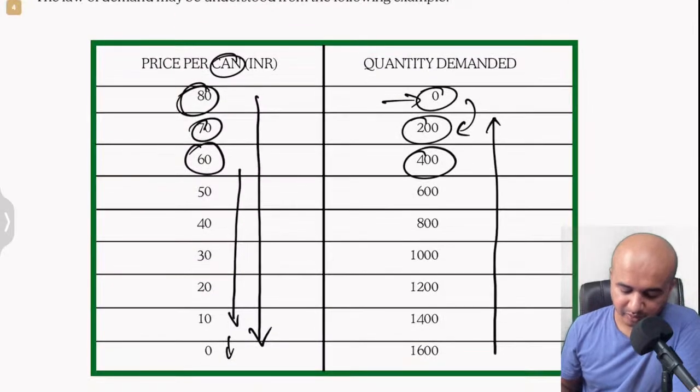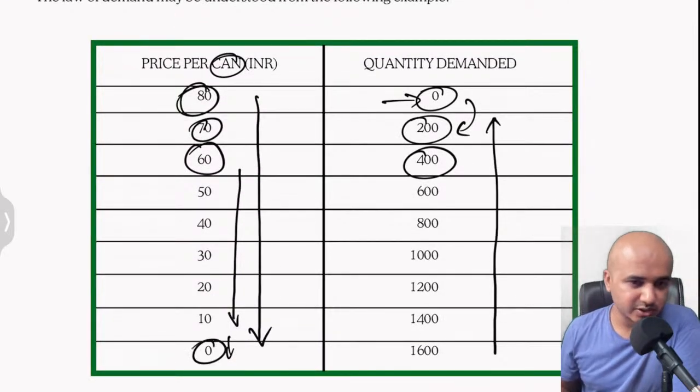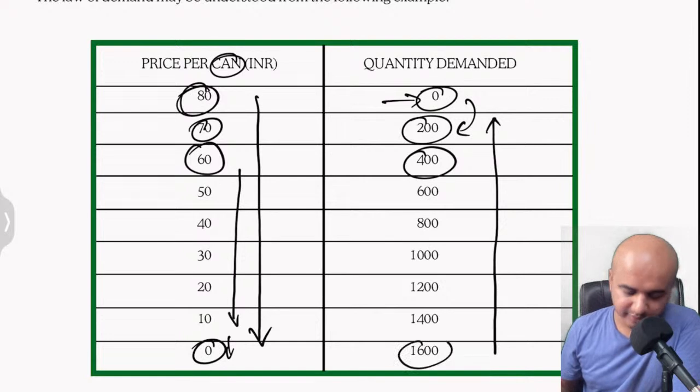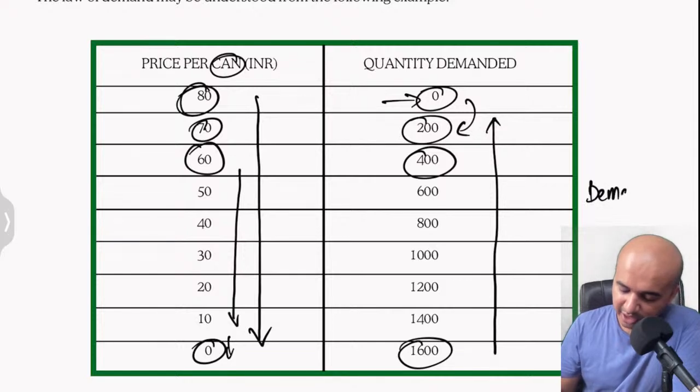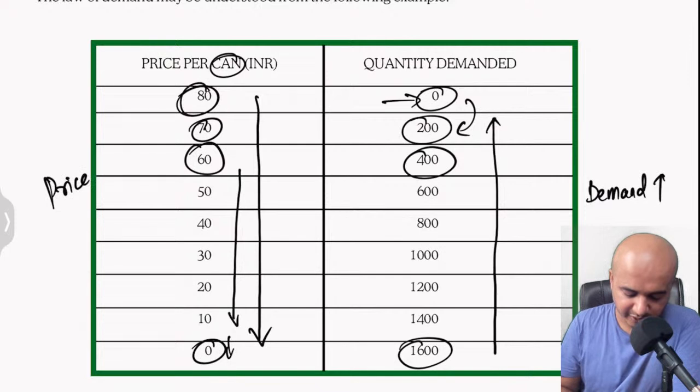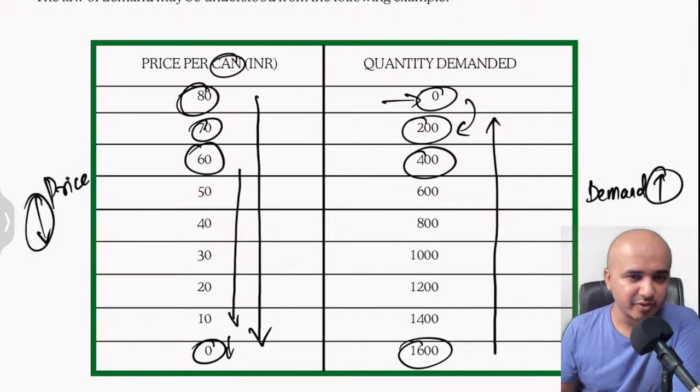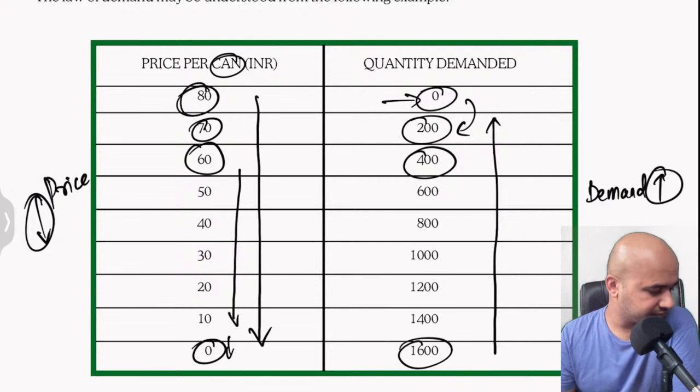When there is absolutely no charge for that particular commodity, there is significant demand. Obviously you can see the trend here. The demand is definitely increasing as the price is decreasing. So this is the inverse relationship between price and demand. One goes up, the other will obviously come down.